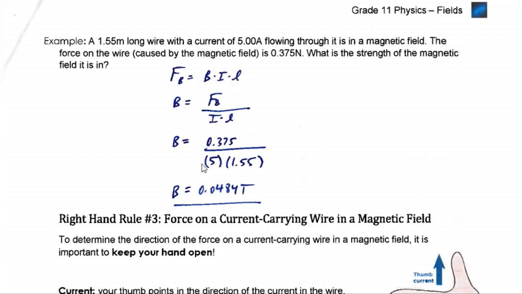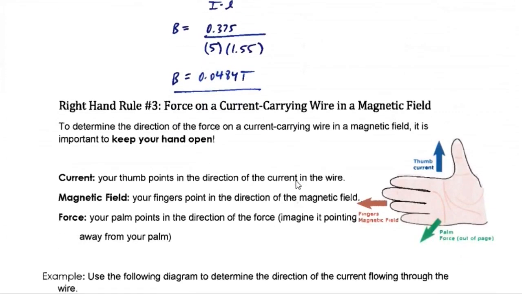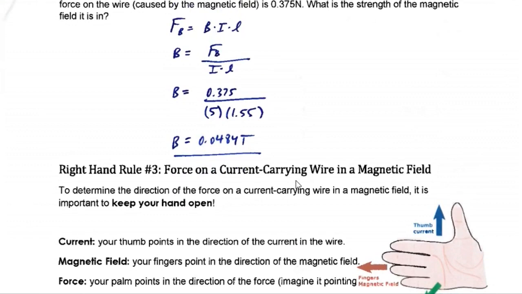Afterwards, you just plug in your values. Make sure on the bottom here, if you're punching this in, it's brackets 5 times 1.55 brackets. And you get your final answer of 0.484 Teslas. I guess my final answer could have been in decimals. Yeah, exactly that. So nothing too crazy there.